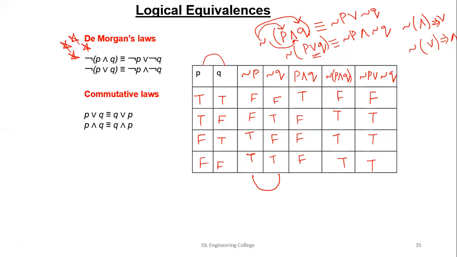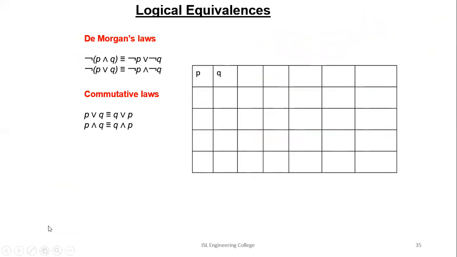The next is commutative laws. So for commutative laws, this is similar to the mathematics law of a plus b is equal to b plus a, and a into b is equal to b into a. So let's just prove it quickly. P, Q, then you have P or Q, Q or P, P and Q, Q and P.